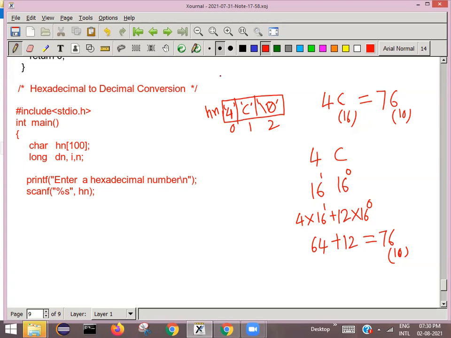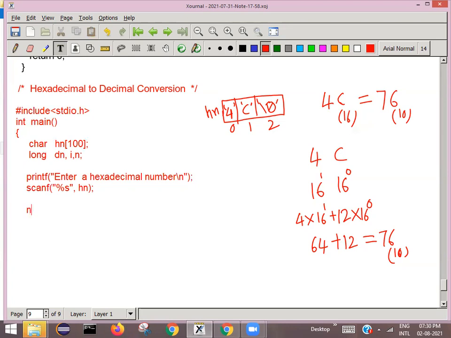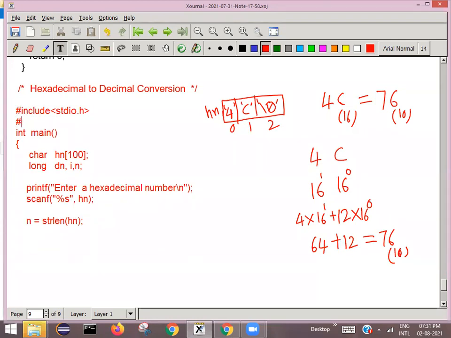First, let us directly implement the same mathematical kind of conversion into a program. That is nothing but reading from the last character to the first character. So finding the string length here, say n is equal to string length of hn. When I say string length of hn, I need to include the string header file here. So include string dot h.